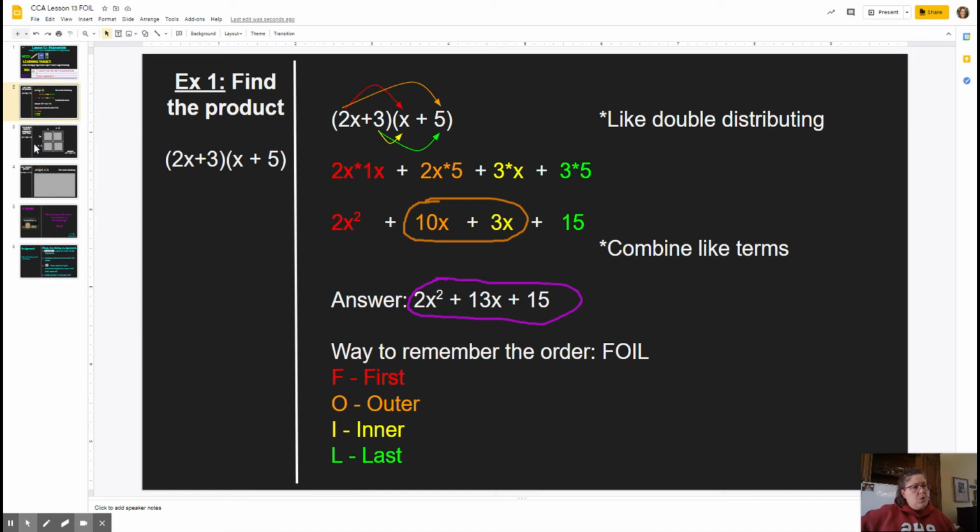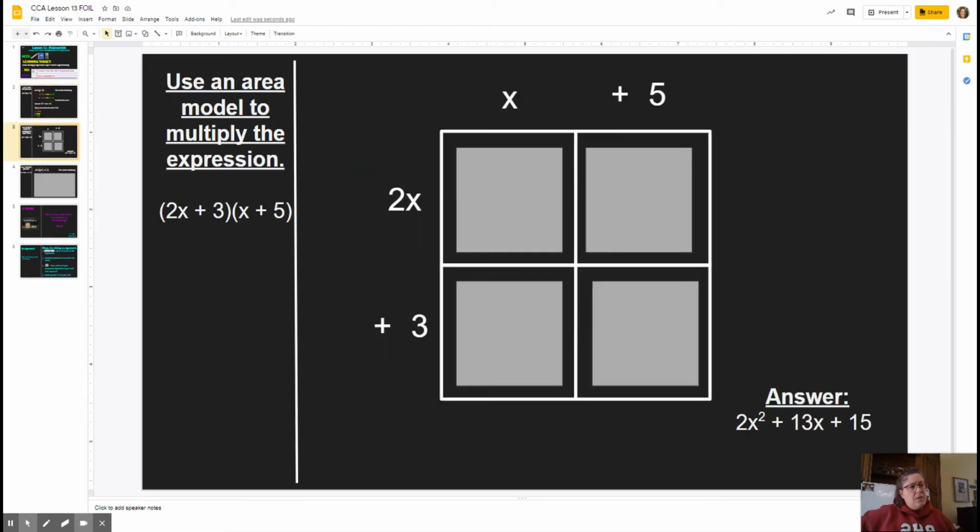Okay, but what if we switch it back and say, okay, let's find this product of these two algebraic expressions, 2x plus 3 and x plus 5. But this time I'm going to do the area model. So in this case, I'm going to draw a rectangle that's going to be 2 boxes tall and 2 boxes wide because I have two binomials.